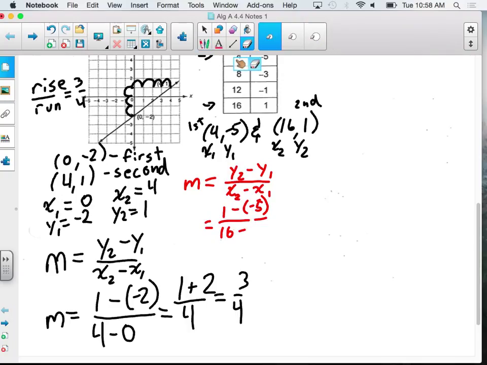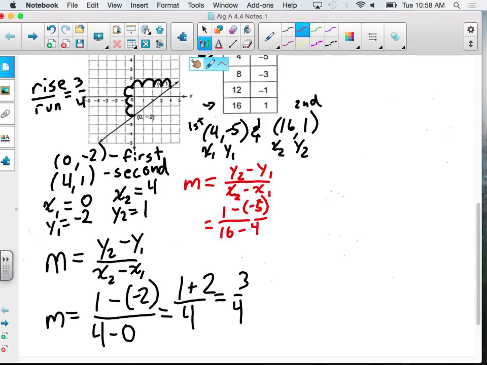Okay, and 1 minus negative 5 is what? That becomes 1 plus 5. And 16 minus 4 is 12. So then 1 plus 5 is 6 over 12, and can that be simplified? Yes, to 1/2, right? So our slope for this one is 1/2.